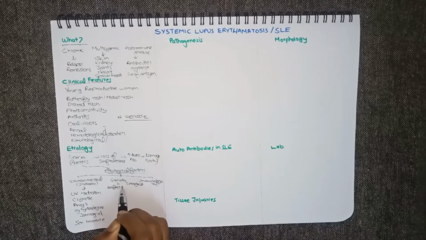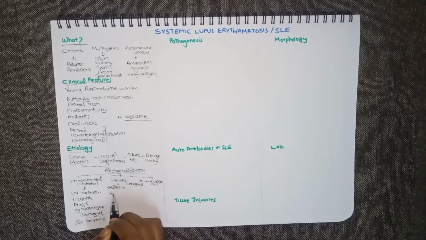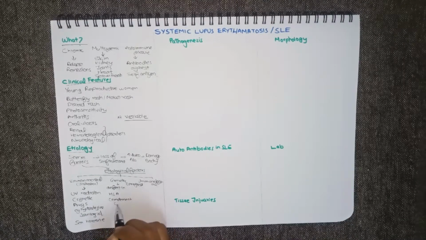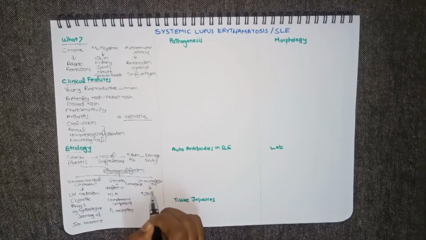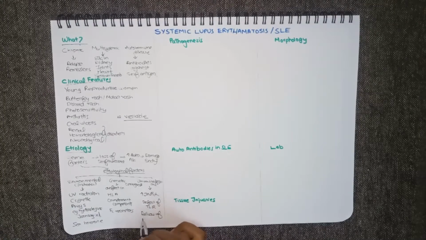Now, to understand the genetic and immunological factors, we need to have thorough knowledge of our immune system. So for the time being, let us just see what they are. First of all, genetic. It includes defects of human leukocyte antigen, complement components, Fc receptors, and in immunological, there is increased level of interferon alpha. There might be defects in toll-like receptors, and there will be failure of B cell tolerance.